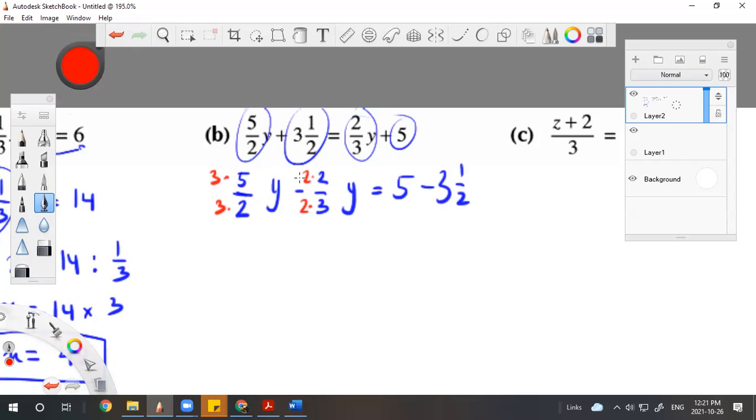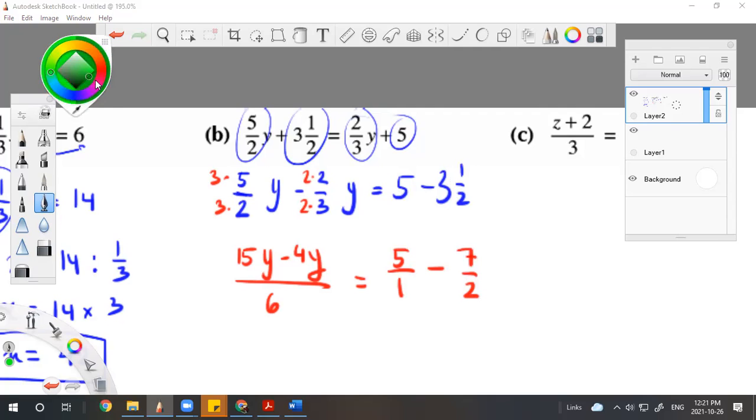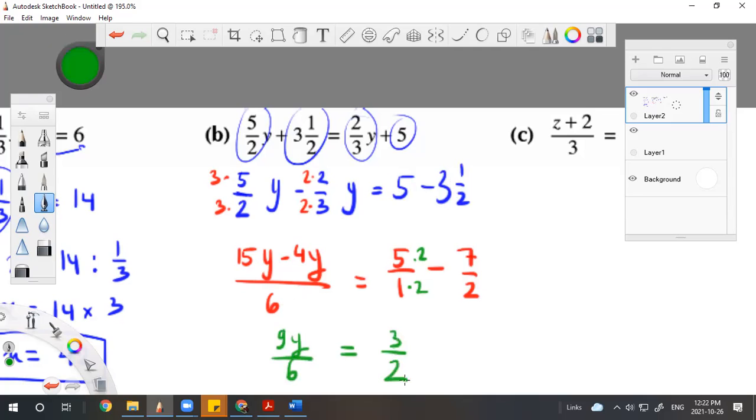So we get 15 minus 4. Right? And then equals to, I hate this. So 5 over 1 subtract, change into an improper fraction, 7 over 2. We haven't done equalizing the denominator, so you have to do it there. So 15y minus 4y is 9y over 6, right? Equals to 10 minus 7, 3 over 2.